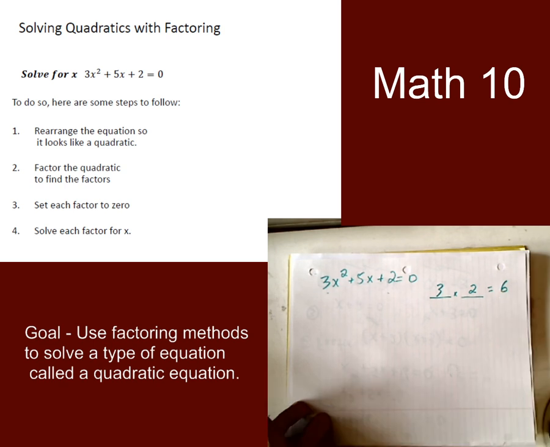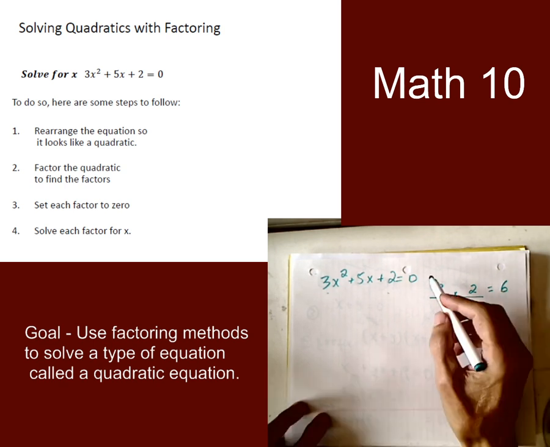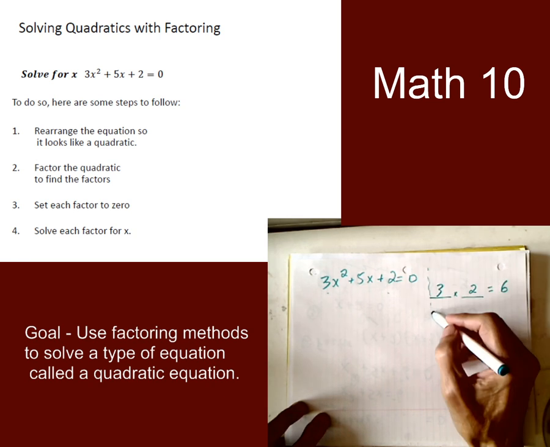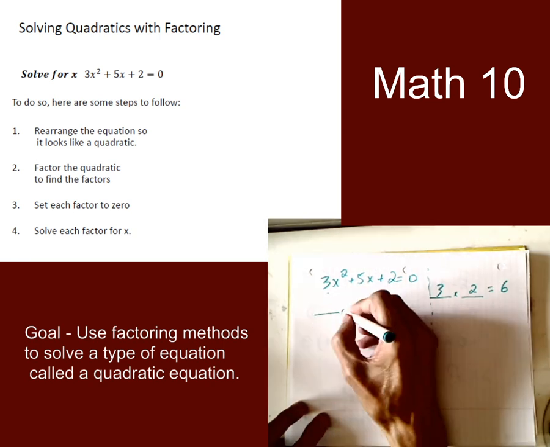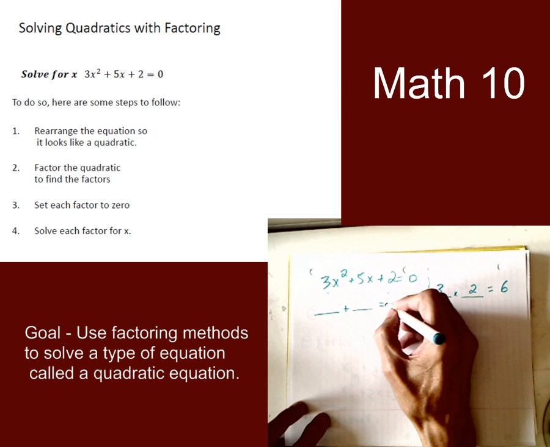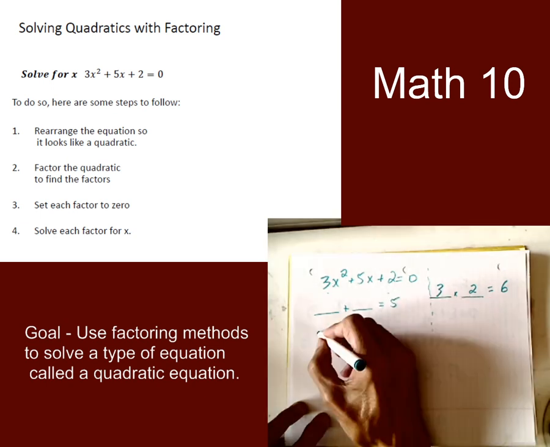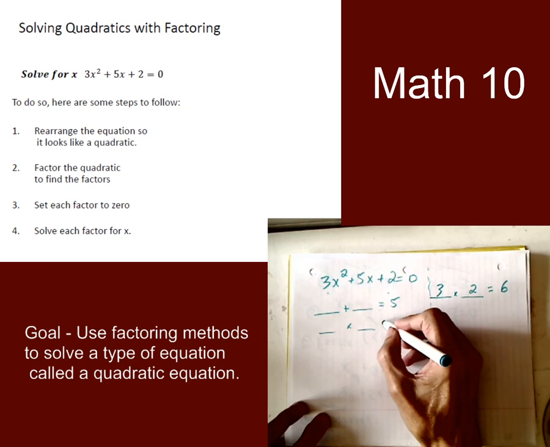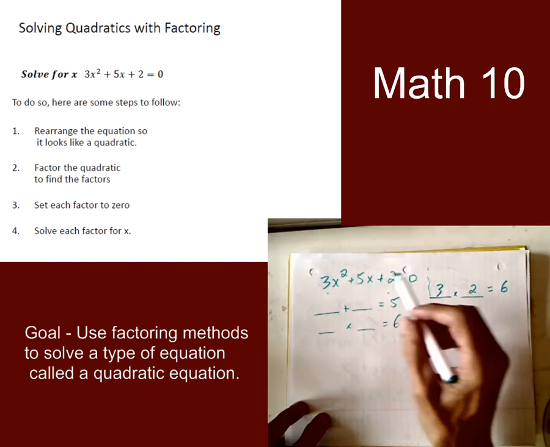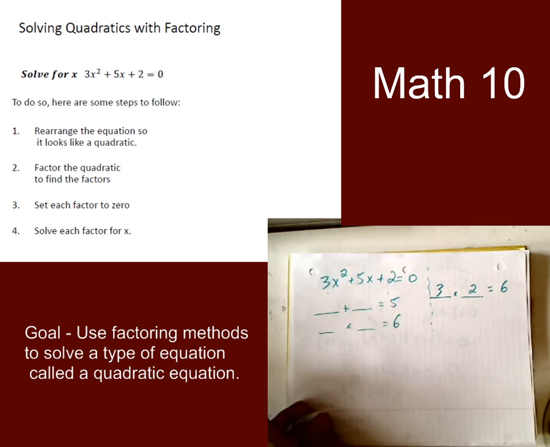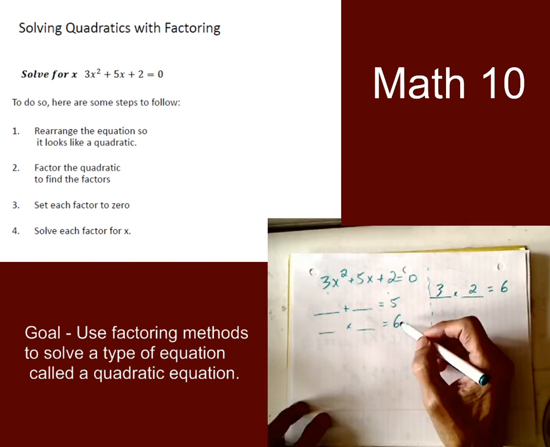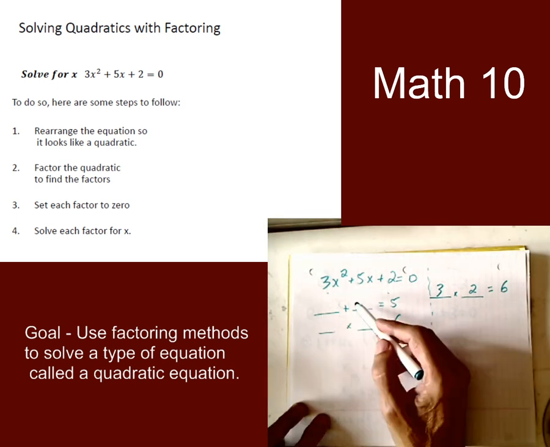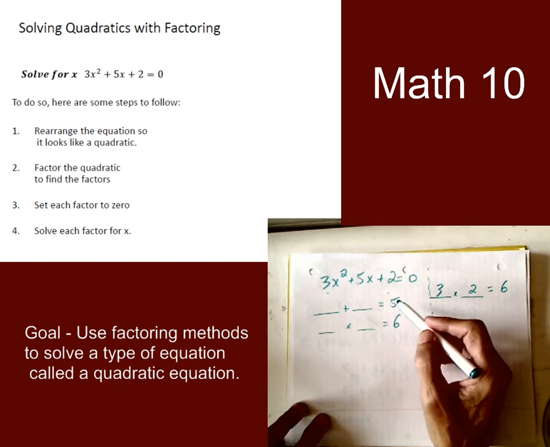So now what we need to do, pretend this is off to the side. Now what we need are two numbers that add up to 5, and those same two numbers have to multiply and equal 6, the number we got from multiplying the first and last numbers together. So what numbers could we try? Well, 1 times 6 gives you 6, but 1 plus 6 gives you 7. So that doesn't work.